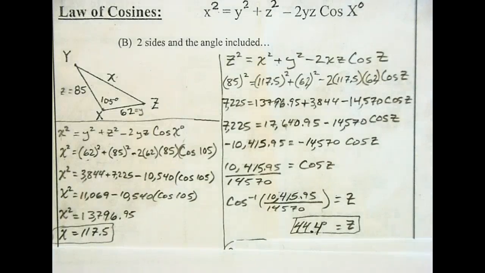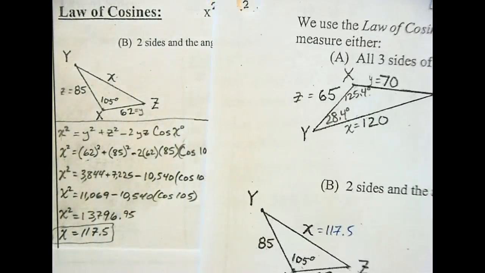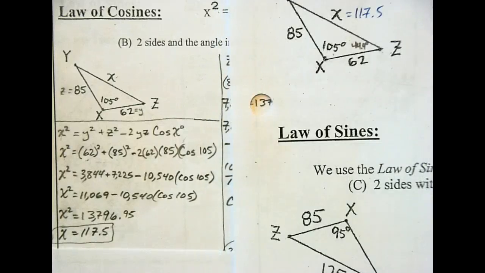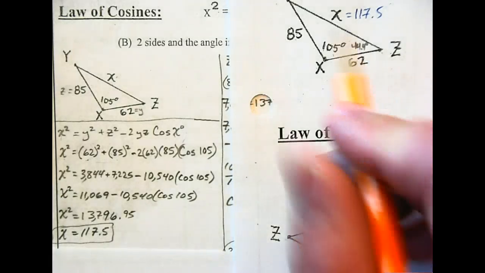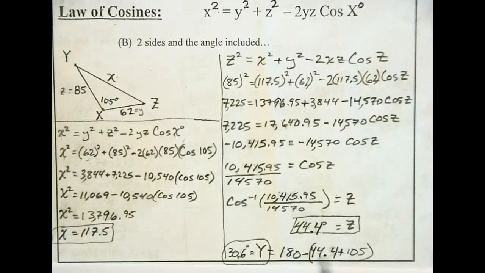No quitting. So find angle Y now. You get 30 seconds. 30.6. For those of you that need the hint, that now is 44.4. Okay, what's Y then? 30.6 degrees. Good. You've got to subtract 44.4 and 105 from 180. Right.